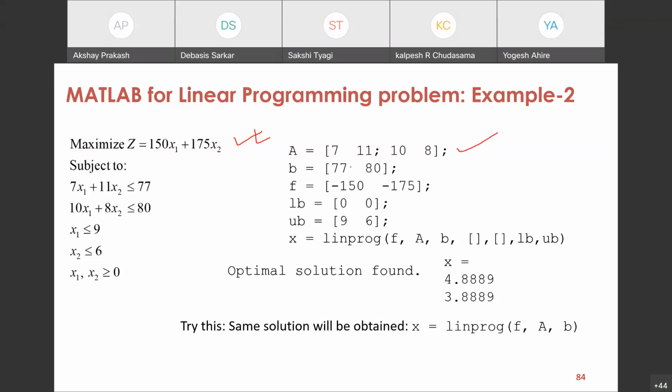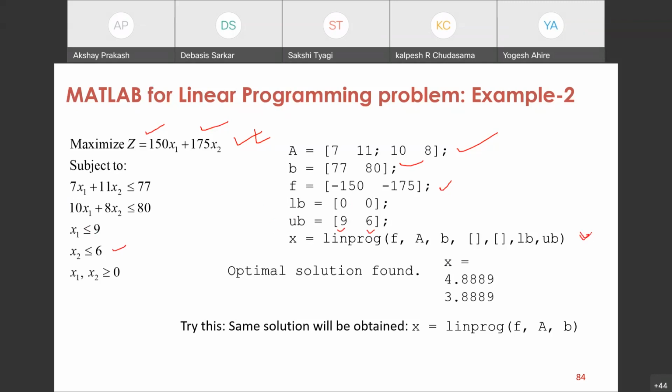B 77, 80. F, we are maximizing 8, but as is it? So minus 150 minus 175. X1 less or equal to 9. Okay, so upper bound for X1 is 9. And X2 less or equal to 6. Upper bound of X2 is 0.